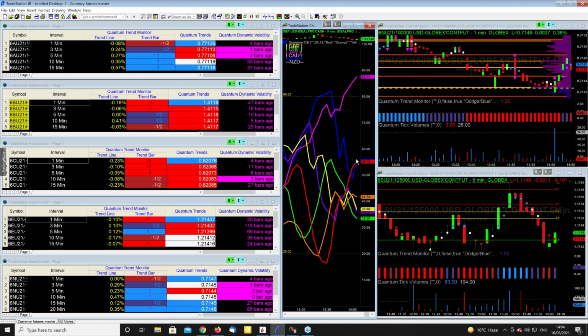So if you were to look at a chart of the dollar yen, for example, you wouldn't see much there. You'd see pretty much a congestion phase because the driving forces are both operating in the same direction.